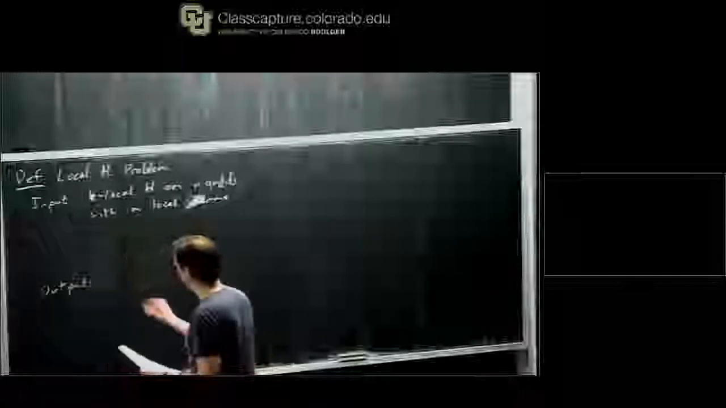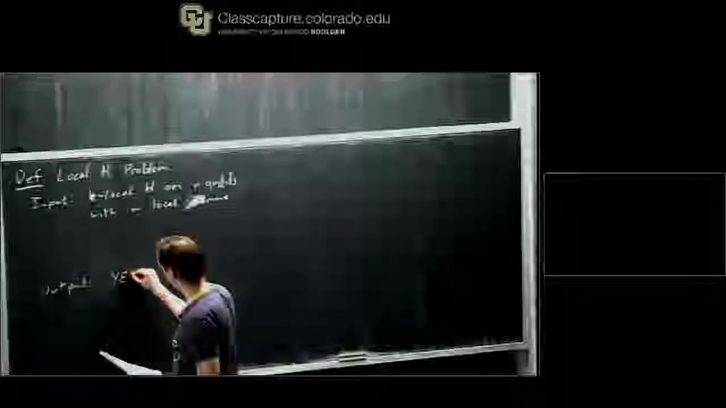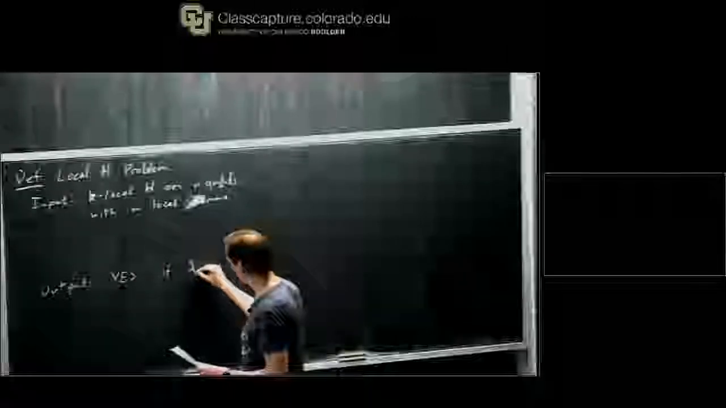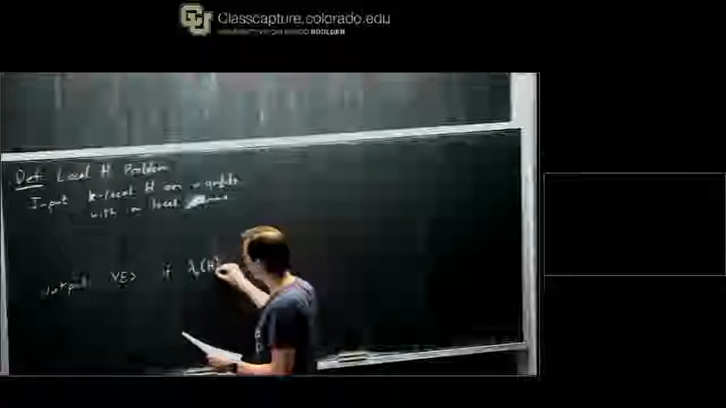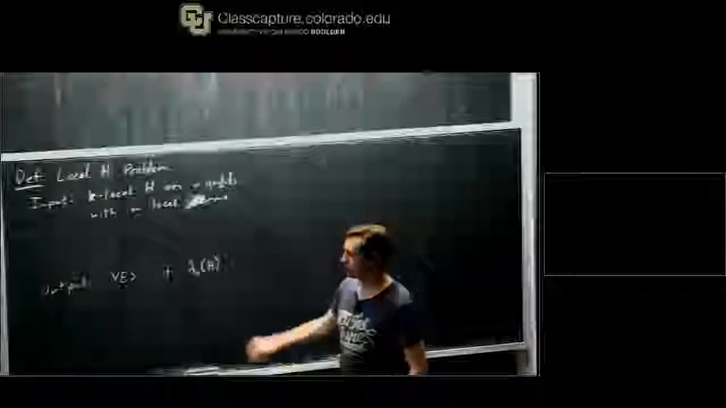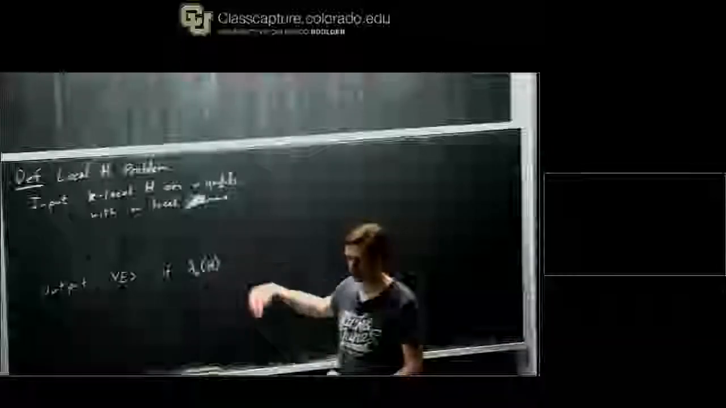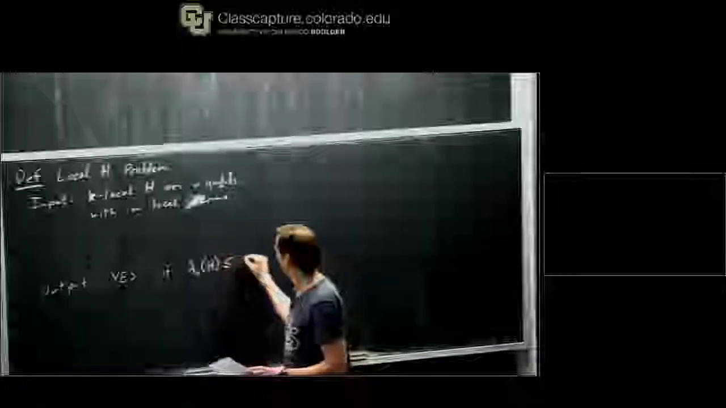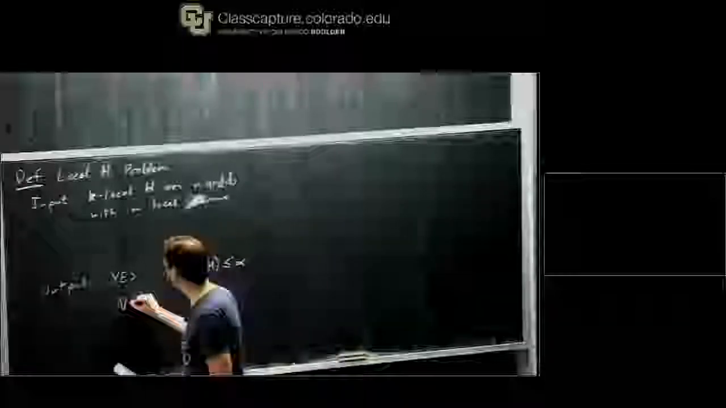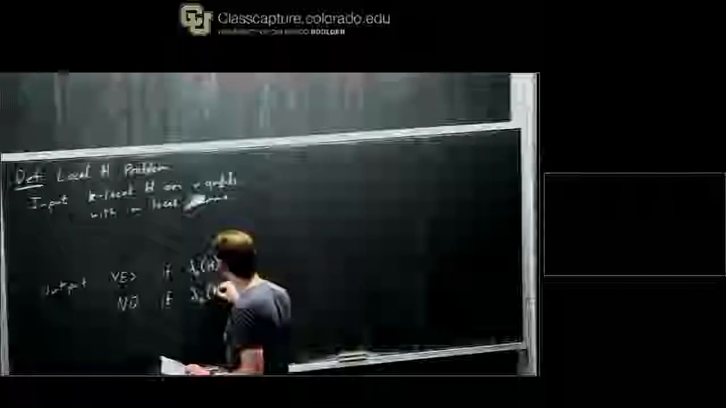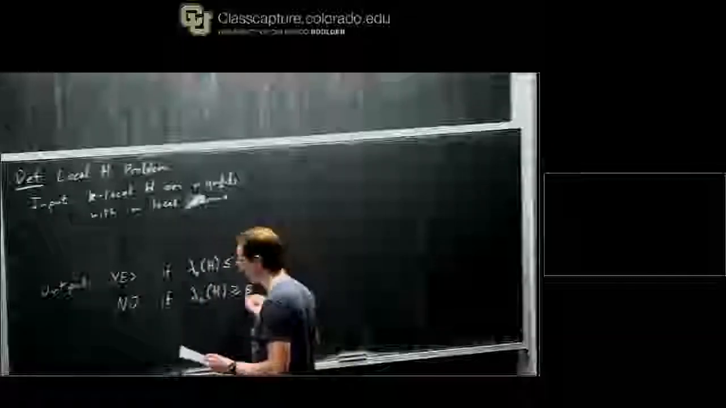And then the output here, well, we want to make it a decision problem. Let's say we want to output yes if my ground state energy, I'm going to write lambda 0 of H for the minimum eigenvalue of H. We're in finite dimensional Hilbert spaces, so this is just the minimum eigenvalue of this Hermitian matrix. The answer should be yes if the ground state energy is lower than some value alpha, and it should be no if the ground state energy is bigger than some value beta.